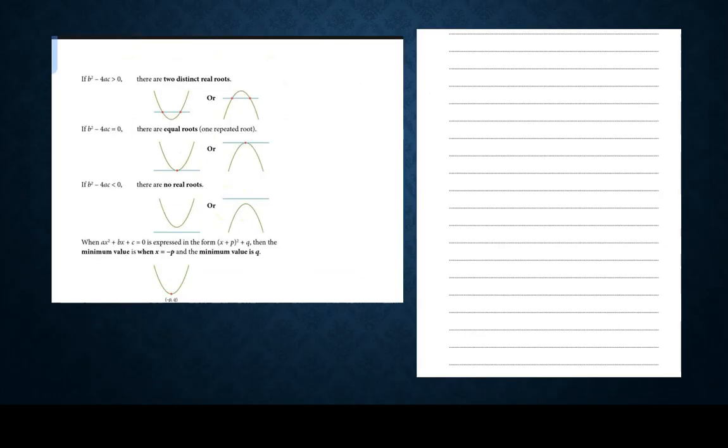And then, if the discriminant b squared minus 4ac is greater than 0, there are two distinct roots. We can see the curve touch the x-axis in 2 places. If the discriminant is equal to 0, you will have your graph this way. If it is less than 0, there are no roots, it cannot touch the x-axis.